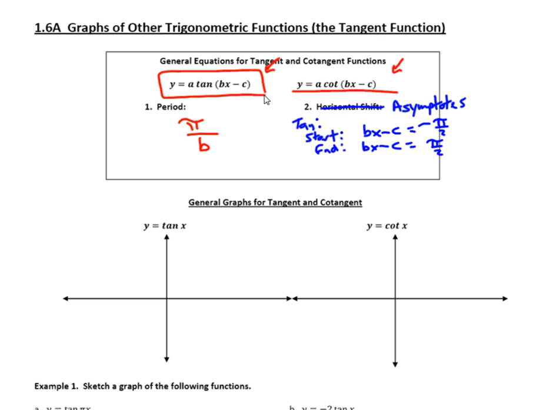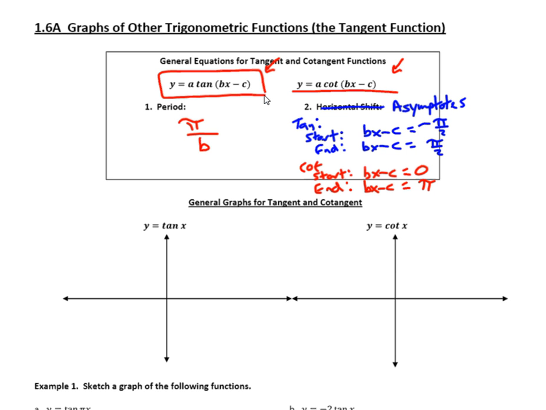The cotangent graph has a start. That's at bx minus c equal to 0. So the cotangent starts in a different place than the tangent does. And an end at bx minus c equal to the end of the period, which is pi. Okay, so then we're going to try to draw these graphs in.